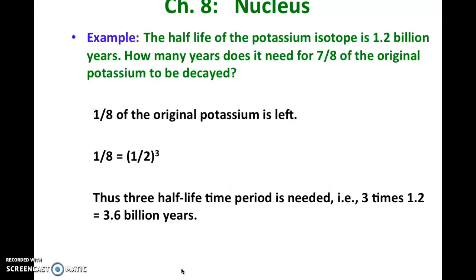For example, given the half-life of a potassium isotope to be 1.2 billion years, find how many years it needs for 7/8 of the original potassium to decay. Since 1/8 of the original potassium is left, 3 half-life periods are needed, i.e. 3 times 1.2 equals 3.6 billion years needed for 7/8 of the original potassium to decay.